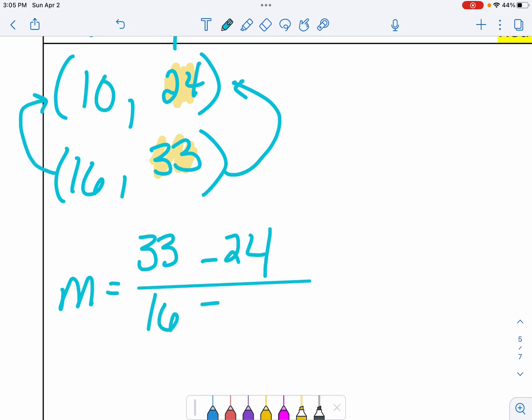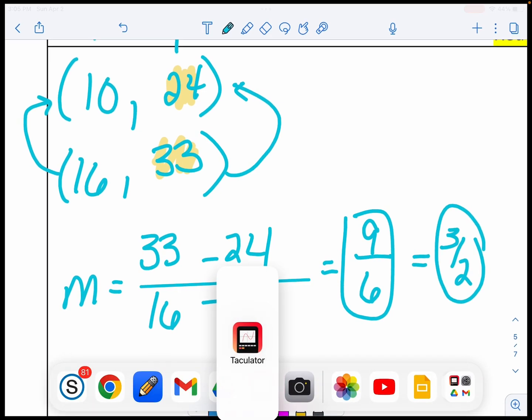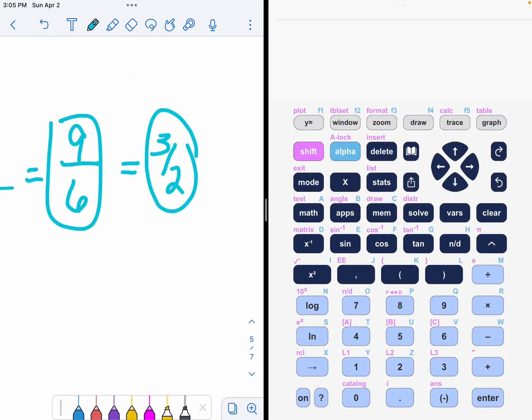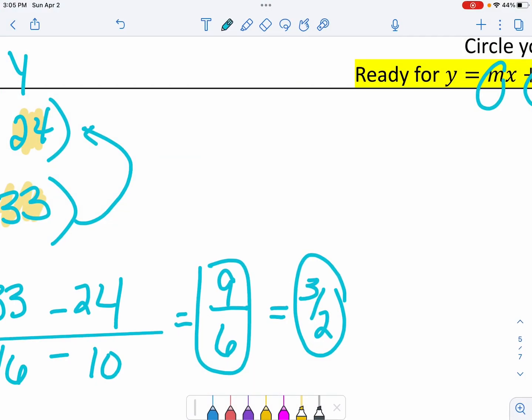16 minus 10. Okay, what is 33 take away 24? 9. That's right. Sorry, I turned the iPad from you, but I need it. That's okay. 16 take away 10. 6. And math, enter. In other words, reduce that. 3 over 2. And my students, please take your calculator and do math, enter. But because I know that maybe the majority of you might not be doing that, we're going to show them here. That way they can't say, you didn't show me. There you go.